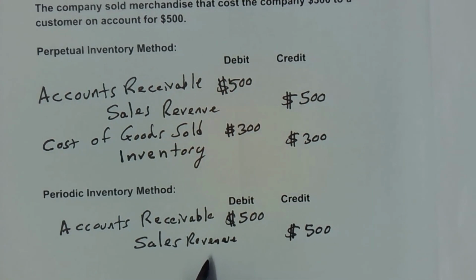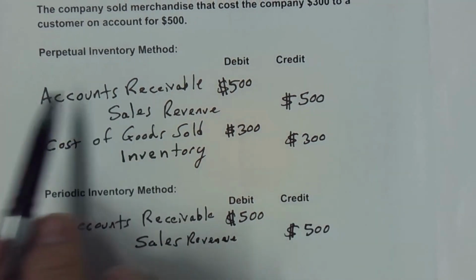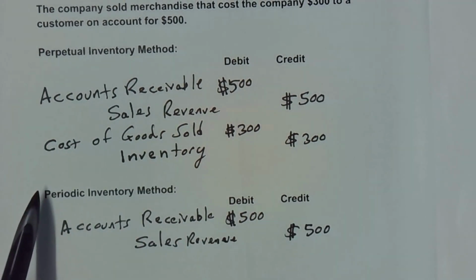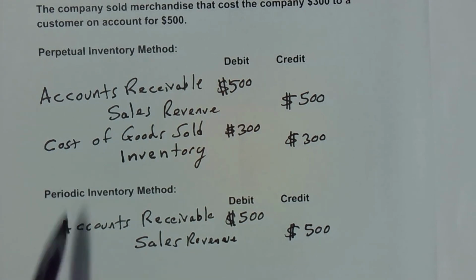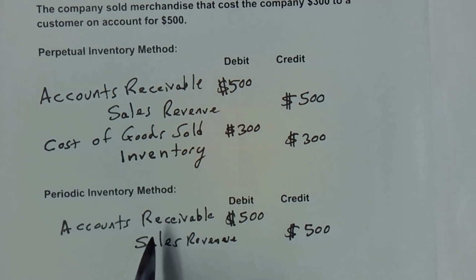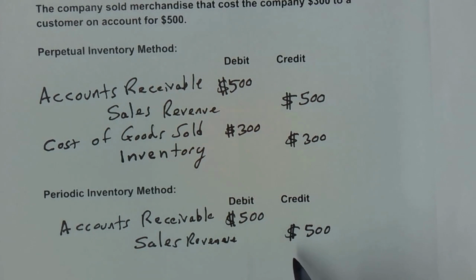At the time of the sale, we notice that this is exactly the same as the first part of the perpetual inventory method. So you know you're on track when you're doing that. But when you're in the periodic inventory method, you do not calculate the cost of goods sold at this point. That will be done later. So at this point, you're done recording and journalizing the sale of the merchandise under the periodic inventory method.